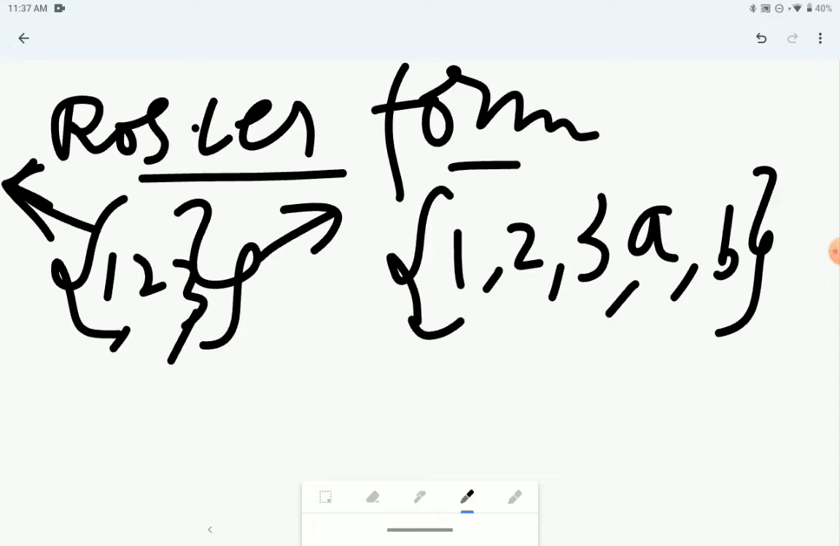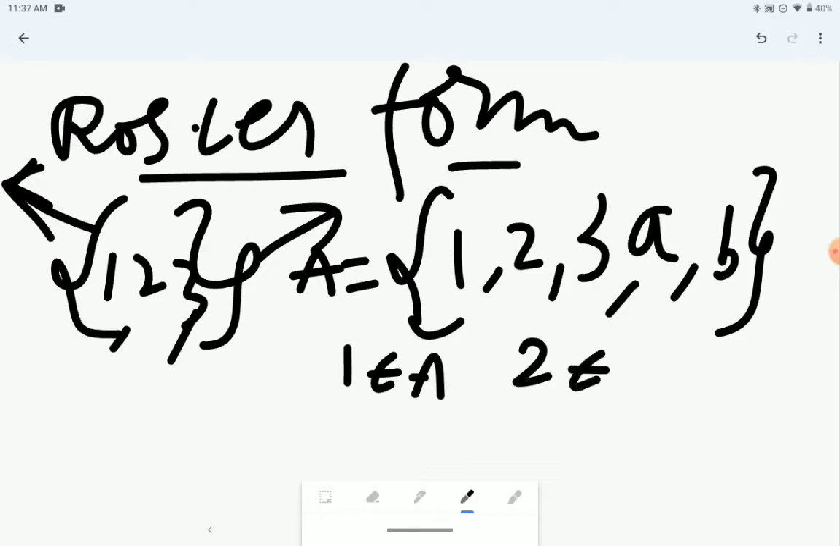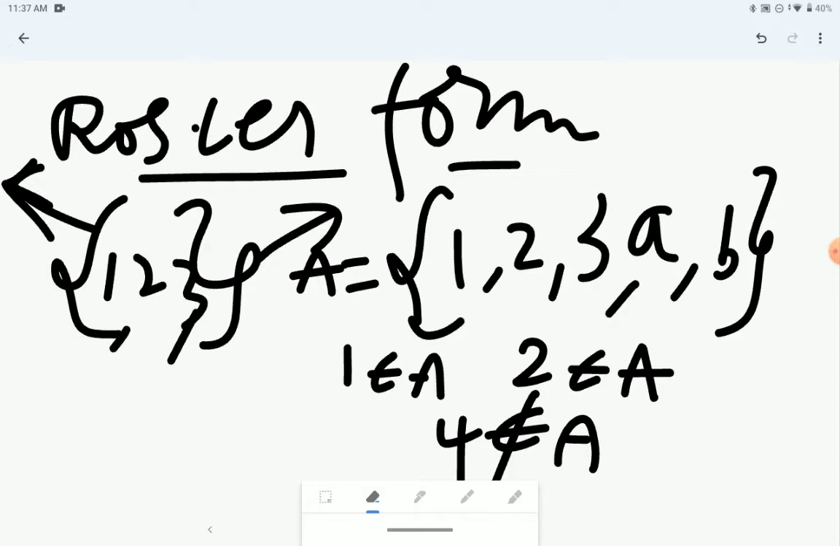Here 1 belongs to this set. Let's say this is defined as set A. Then 1 belongs to A, 2 belongs to A, but 4 does not belong to A because 4 is not an element in this set. So this is how roster form is represented.